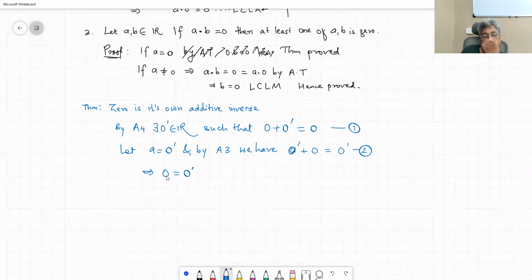Okay, so more or less what everybody has written is correct. Then I have the next theorem: 1 is its own multiplicative inverse.